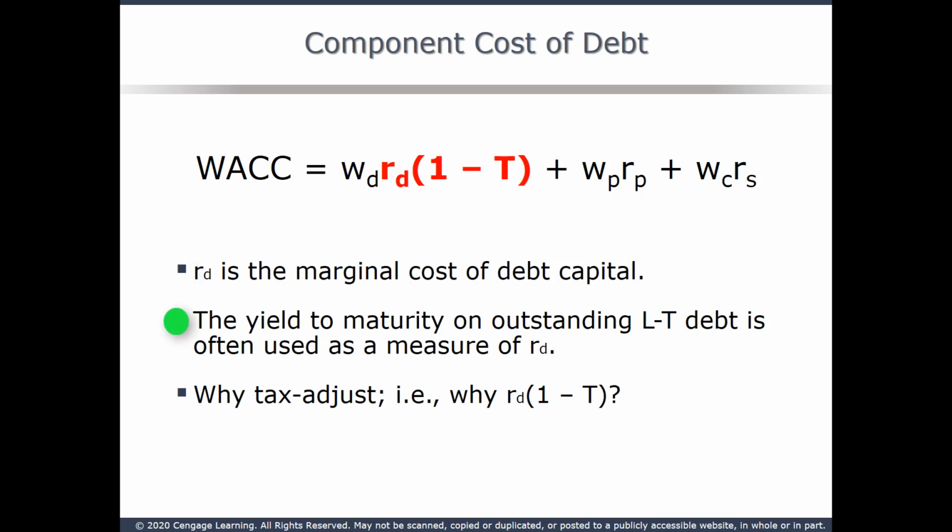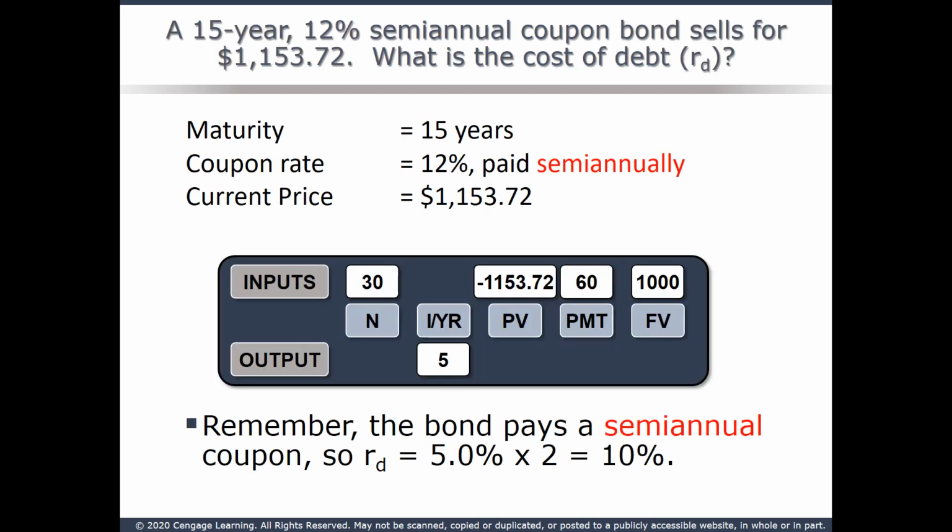That equals the yield to maturity on Coleman's current debt. And don't forget, interest on debt is tax deductible, so we adjust the cost of debt accordingly. With a maturity of 15 years and semi-annual coupon, N is equal to 30. The coupon of 12% annually equals $120 divided by 2, so payment is $60. Current price is entered as a negative present value.